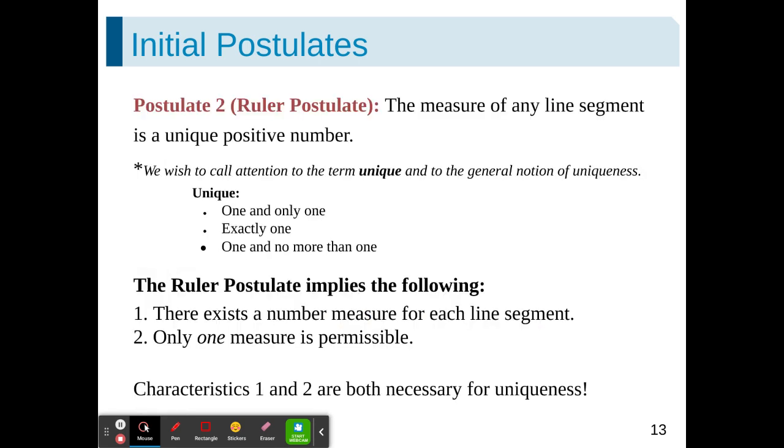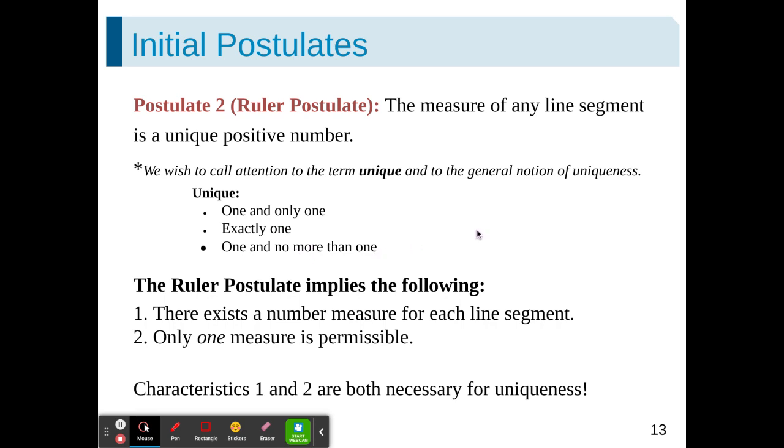Postulate 2: the measure of any line segment is a unique positive number. So once again, why is it positive? Because it's a measurement. It's a length. Length cannot be negative. Negative is just a quantity measuring difference between two numbers. We wish to call attention to the term unique. There's a general notion of uniqueness: unique, one and only one. There's exactly one and no more than one.